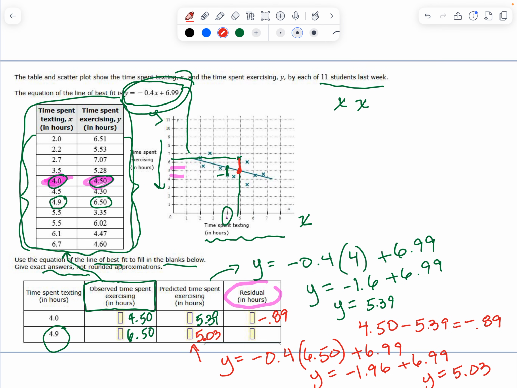What the person actually spent time exercising was 6.5 hours, and our trend line predicted that they should have exercised a little less. You can see that right here. Then we figure out the difference: 6.50 minus 5.03 is a difference of 1.47 hours. Notice that's positive. That's positive because what actually happened was above the trend line.